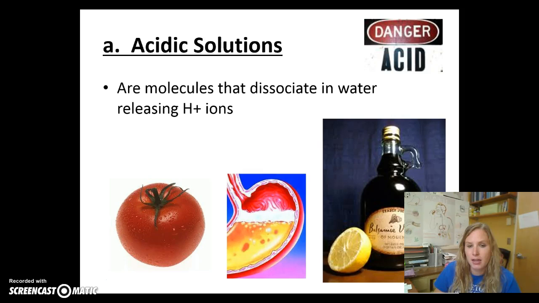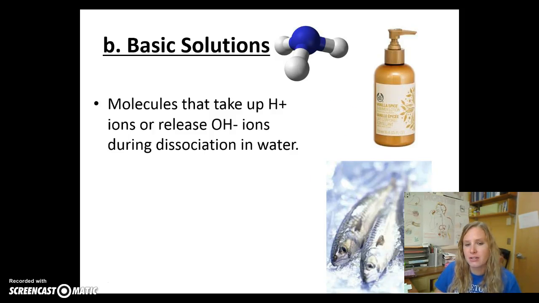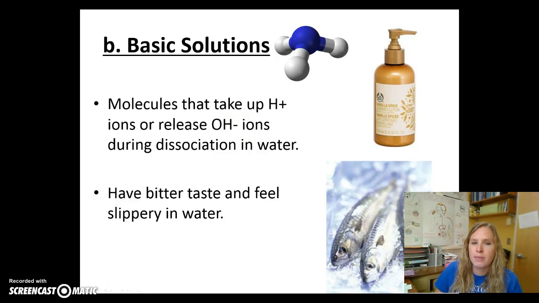So if you're acidic, that means that they are releasing H plus ions. Some examples: tomatoes, the bile in your stomach, vinegar. Clearly if we use hydrochloric acid in class or citric acid, those are in fact acids, right? Basic solutions are different. They give off OH particles. So acidic, H plus; basic, OH. And they usually have a really slippery feel in water. So soap is a really good example of that.